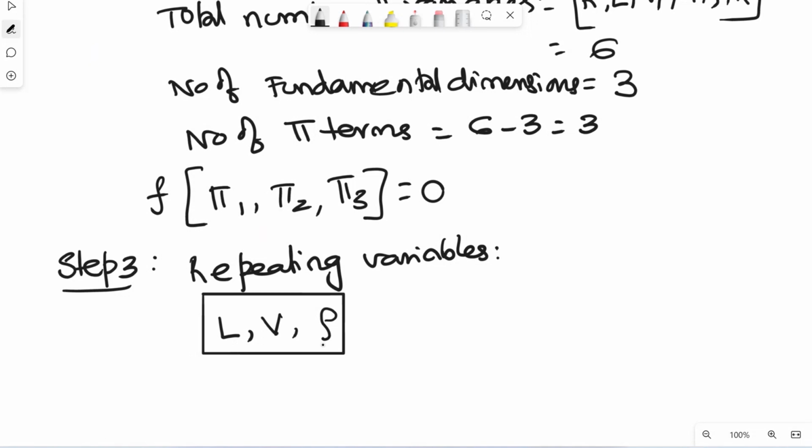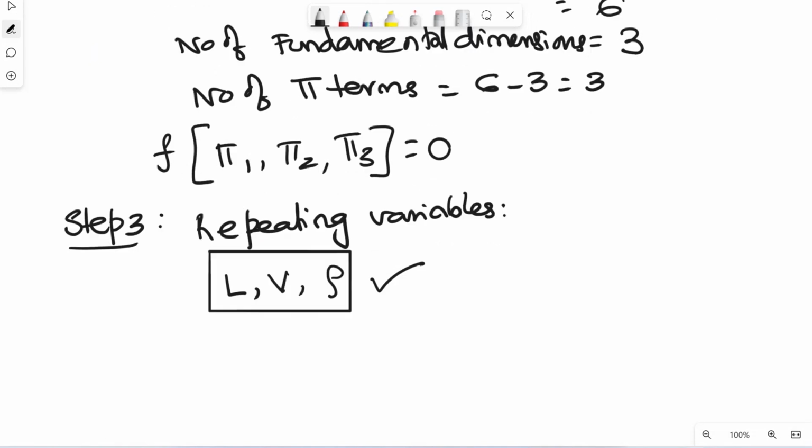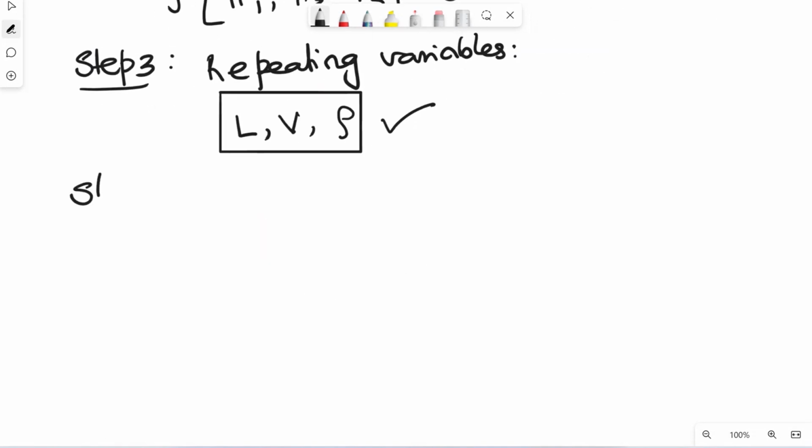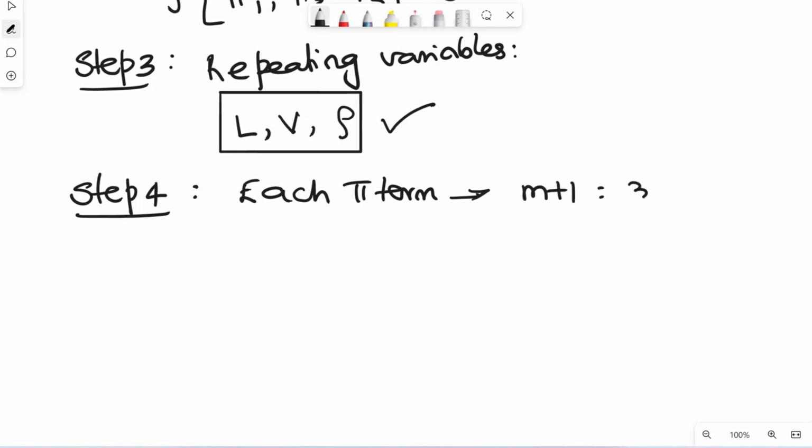I have not taken the dependent variable, which is the resistance force, as a repeating variable. So I followed all the conditions of the repeating variables. Then coming to step 4, now I will take the pi terms. How to write them? Each pi term contains m plus 1, that is 3 plus 1, that is 4 variables.